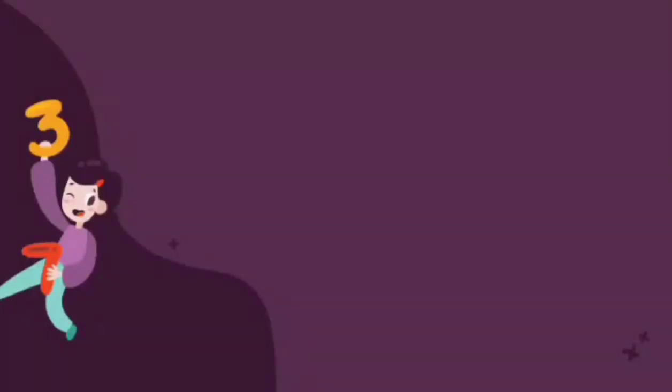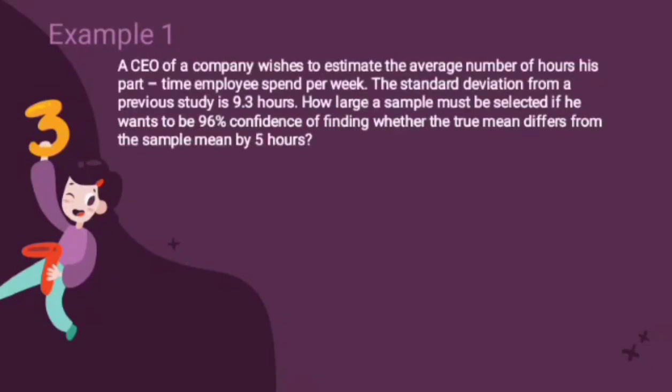Our example number 1: a CEO of a company wishes to estimate the average number of hours his part-time employees spend per week. The standard deviation from a previous study is 9.3 hours. How large a sample must be selected if he wants to be 96% confident of finding whether the true mean differs from the sample mean by 5 hours?